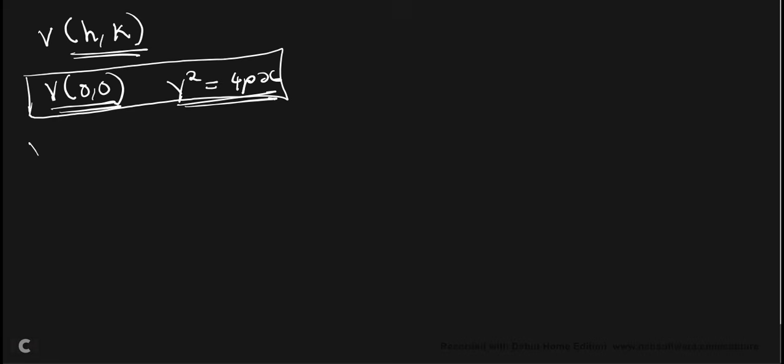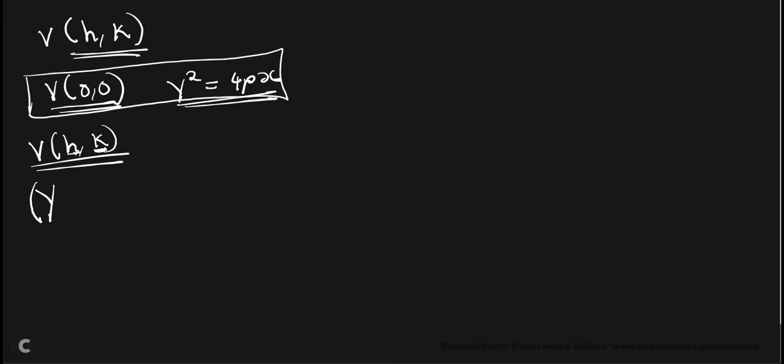Now, in a situation where you have the vertex (h, k), what you need to understand is that the standard equation will be y, open brackets like that. What is in the y-axis is k, and what is in the x-axis is h. So the one in the y-axis is k, and the one in the x-axis is h.